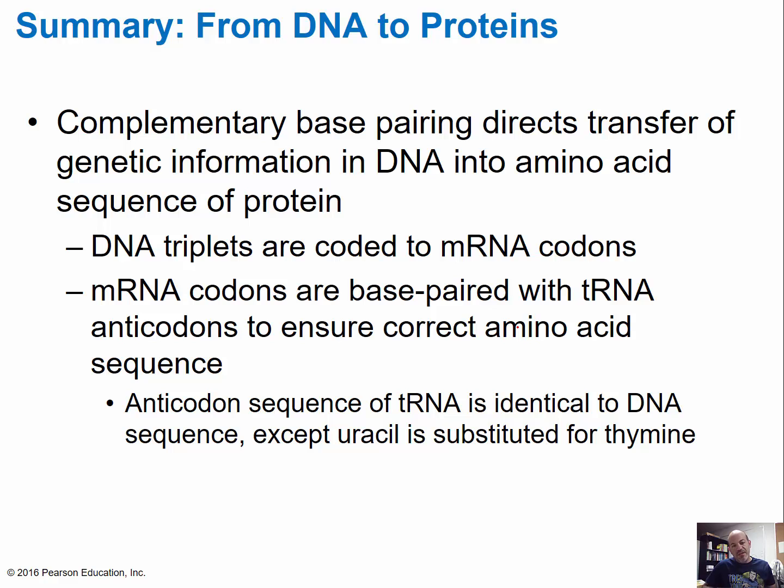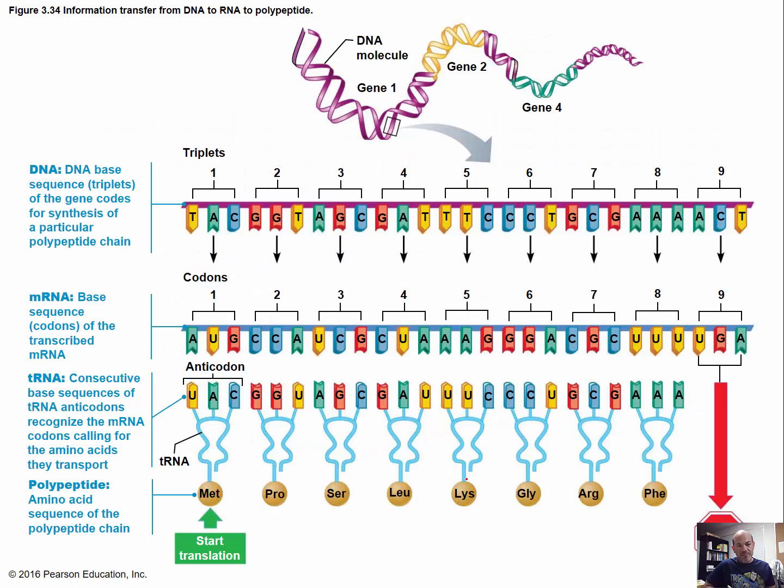So the anticodon sequence of the tRNA is going to be identical to the DNA sequence, except that a uracil is going to be substituted for thymine. And while this is mentioned here, it may not make much sense, but let's take a look at what that means when we see it in a diagram that simplifies the entire process for us.